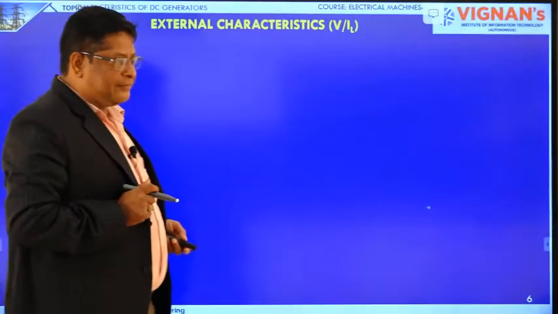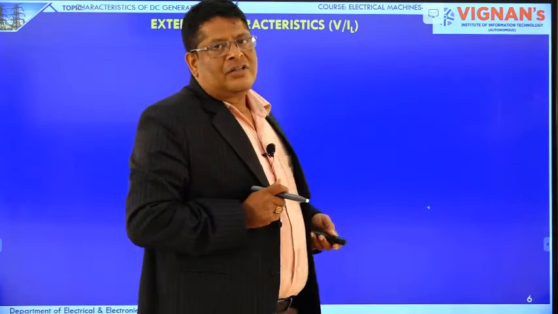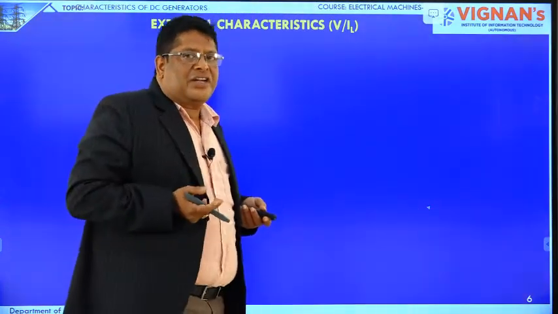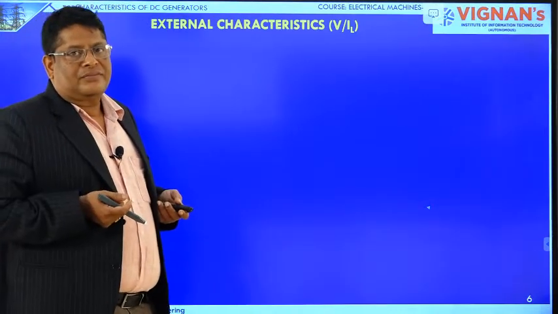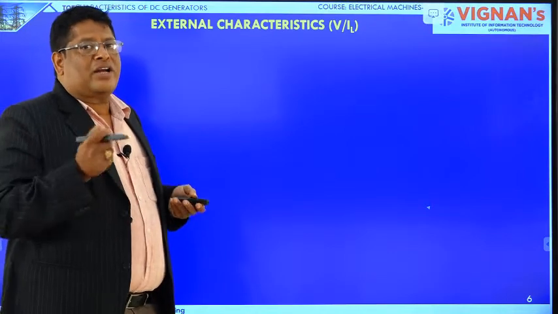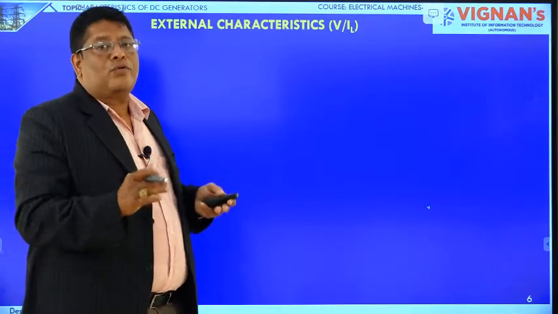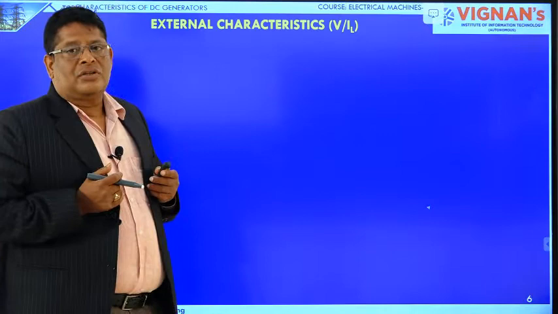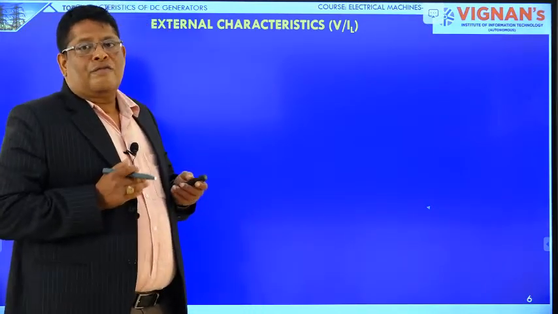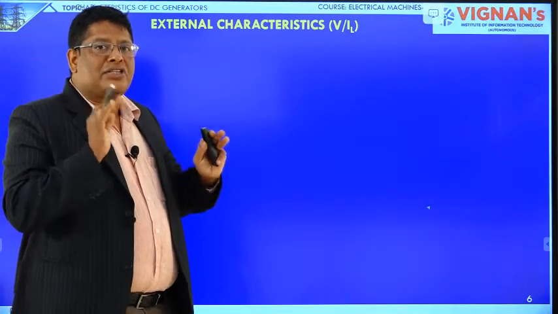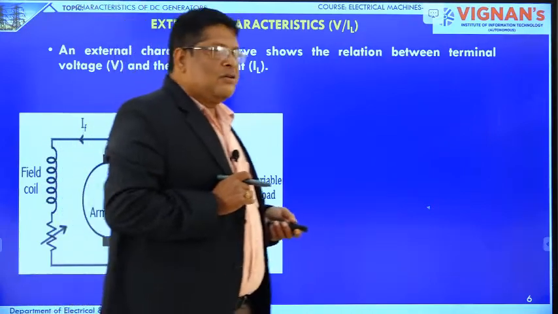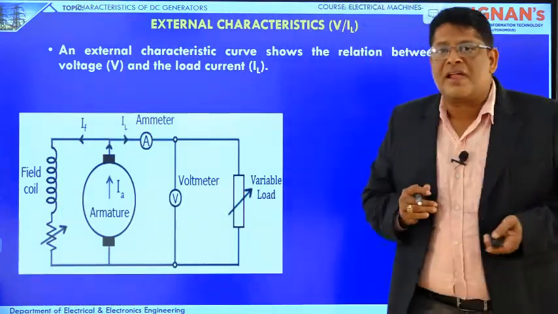External characteristics. It is a curve drawn between the voltage across the generator and the load current. For this, we should connect some amount of load across the generator. Before connecting a load across a generator, we first have to make the generator reach the rated voltage.